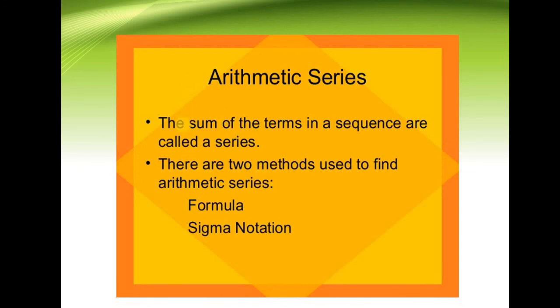Arithmetic series. The sum of the terms in a sequence is called a series. There are two methods used to find an arithmetic series: the formula and sigma notation.